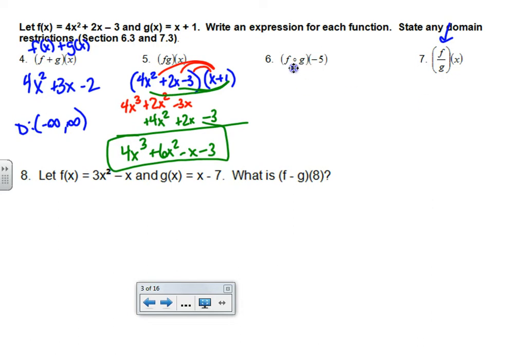Now number 6 is composition. It's fog, f of g of negative 5. If you prefer this notation, go ahead and write it this way instead. And the key to evaluating functions at numbers is you must start on the inside. So let's first start by finding g of negative 5. So if I go up to g and I plug in a negative 5, I get negative 5 plus 1, which is a negative 4. So now we're going to take f, and instead of evaluating him at negative 5, we're going to evaluate him at g of negative 5, which happened to be the number negative 4.